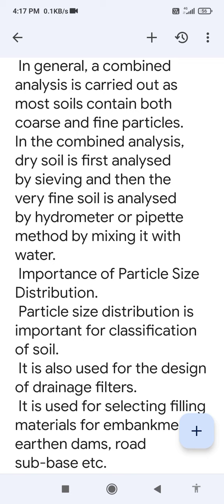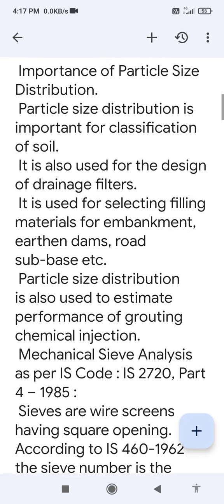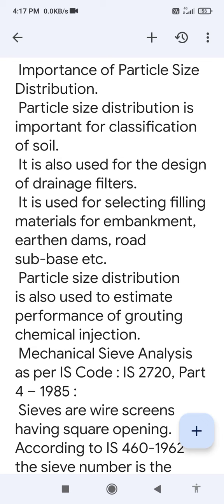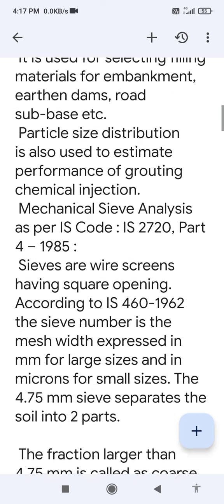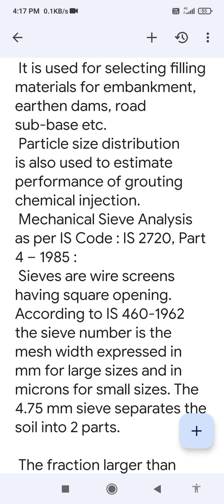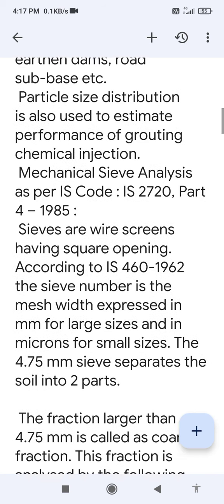Importance of particle size distribution. Particle size distribution is important for classification of soil. It is also used for the design of drainage filters. It is used for selecting filling materials for embankment, earthen dams, road sub-base etc. Particle size distribution is also used to estimate performance of grouting chemical injection.